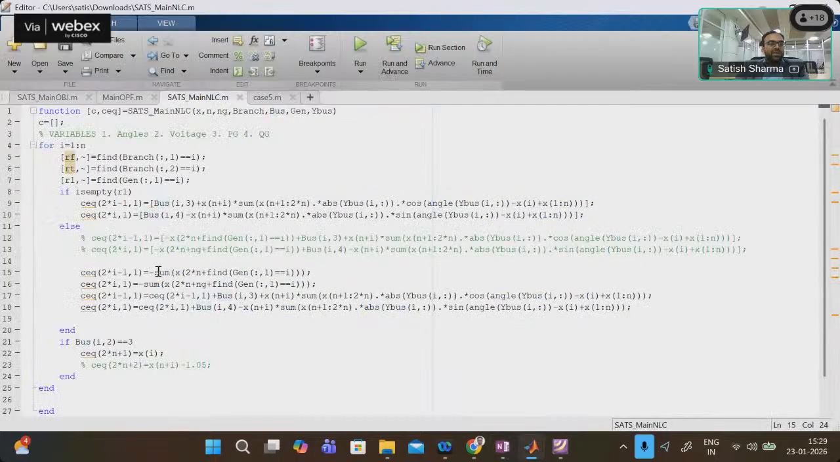So Pg is negative. Now Pd should come out positive. So this is the Pd, the third column in the bus matrix is my Pd. So it's minus Pg plus Pd.